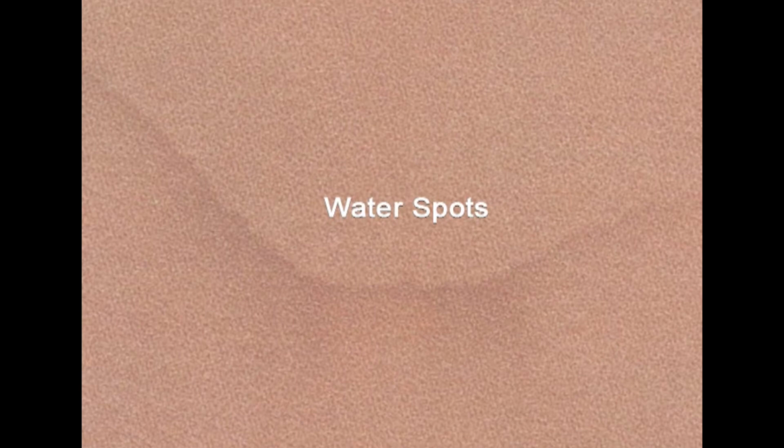And we have water spots. Water spots are usually caused by wet fabric being allowed to remain too long before drying. Color migrates, leaving blotchy spots. Definitely, this is a major defect.